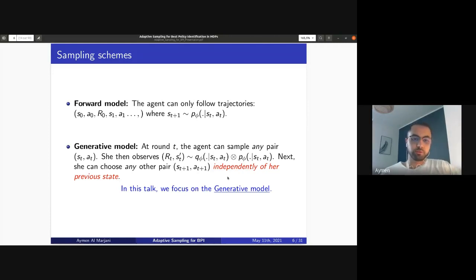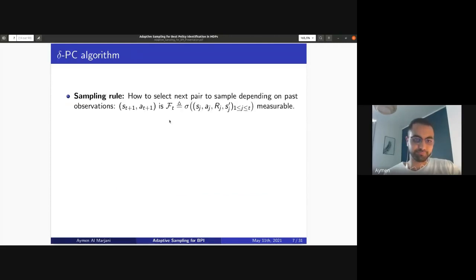And the forward model, I would like to say here that it's the topic of an upcoming paper with Aurélien Garivier and Alexandre Proutiere. And it should be available soon, in, let's say, the next few weeks.